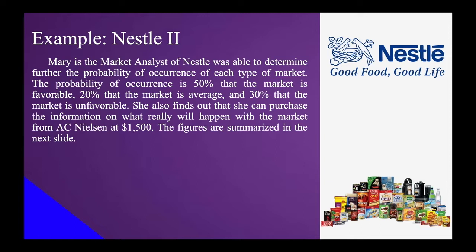Now, she also finds out that she can purchase the information on what really will happen with the market from AC Nielsen. So, ito yung binabanggit ko kanina, na they can buy the information, perfect information, and kung hindi man ito 100% exact na ganito yung mangyayari, at least they have the idea, near exact yung pwedeng mangyari. It will happen with the market from AC Nielsen at $1,500. So that is the cost of perfect information.